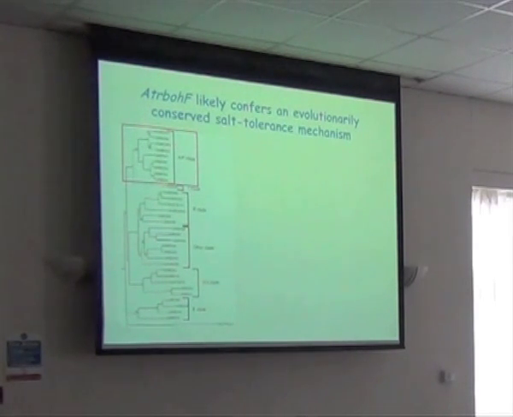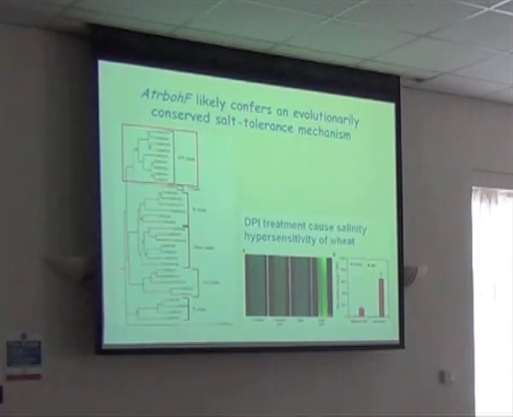And my answer to that is, I think, probably. And the reason for that is that A2RBOHF likely confers a mechanism for salt tolerance that's evolutionarily conserved. So it's not just a property of Arabidopsis, it's a property of other plant species too. And the reason for me saying that is shown on this slide here. It's not proof, but I think it's nevertheless sufficiently good evidence to make it important that we continue to investigate this. So this is wheat.